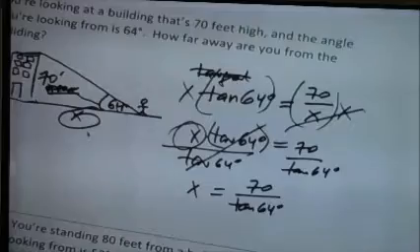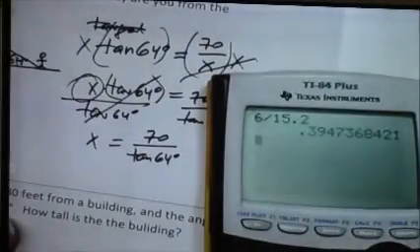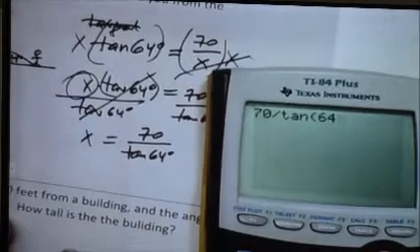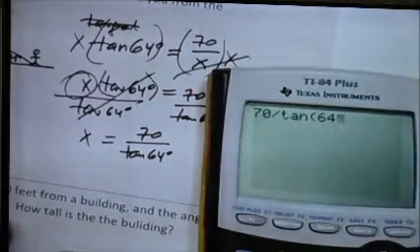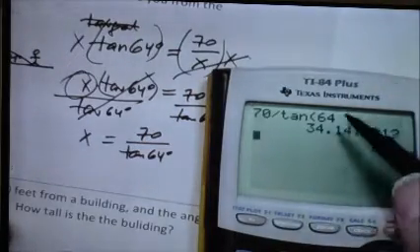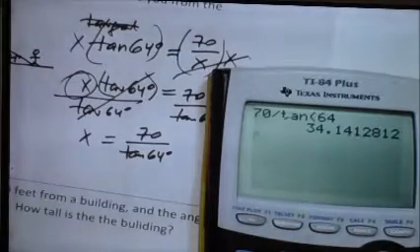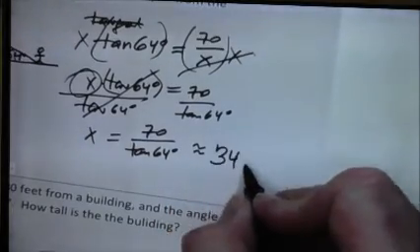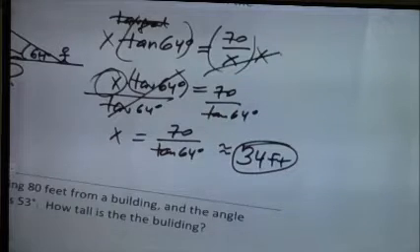So you just put that in the calculator. 70 over tangent of 64. 70 divided by, put in tangent, put in 64. You don't even have to put the last parentheses because there's no other competing ones. And it'll tell you it's 34.14. Well, we're talking feet here. 34.14 feet. That's so close to 34, we can just say approximately 34 feet. So the distance between where you're standing and the building is just about 34 feet.